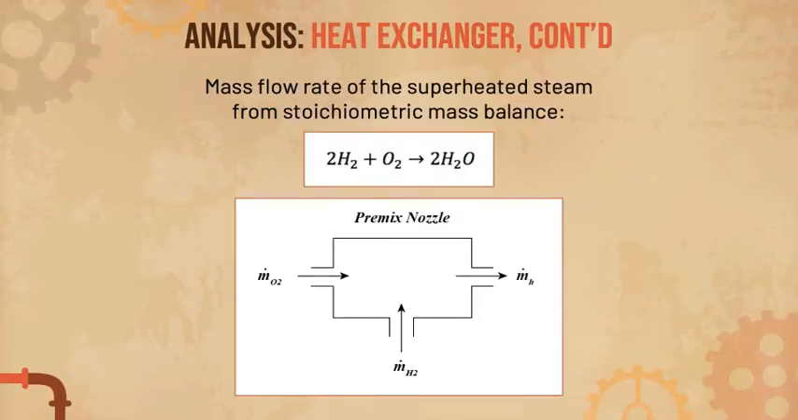We begin by investigating the mass flow rate of the superheated steam from stoichiometric mass balance. Due to the mass balance in the premix nozzle, the sum of the inlet mass flow rates must equal the outlet mass flow rate, which is the mass flow rate of superheated steam that exits the premix nozzle and enters the combustion chamber.